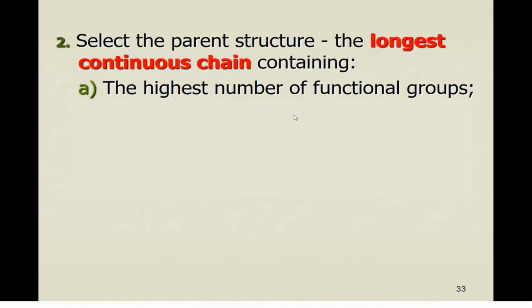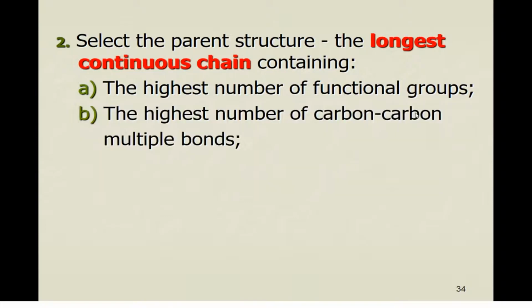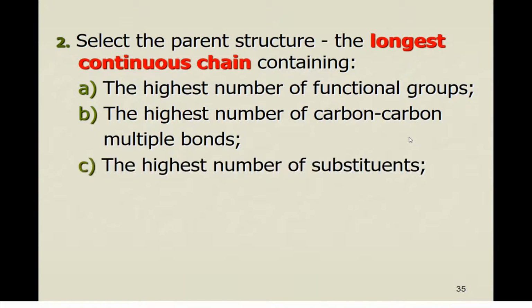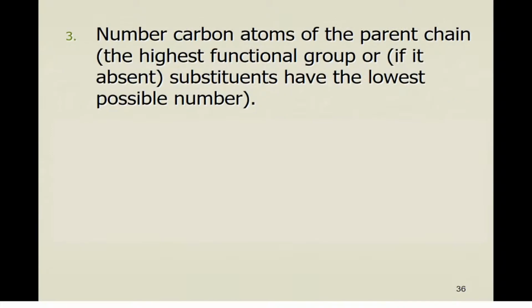It's the longest continuous chain containing the highest number of functional groups, the highest number of carbon-carbon multiple bonds, double, triple, and if there is the same number of previous, or there are no functional groups or no multiple bonds at all, we choose among the longer chains the one with the highest number of substituents. So better a few small than one big substituent with the same number of carbons in the parent chain. After the parent chain is found, we need to number this chain properly.